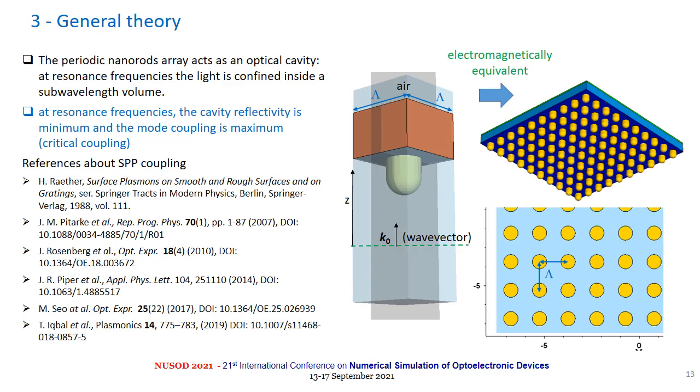In summary, the periodic nanorod array acts as an optical cavity which, for some resonant frequencies, confines the light inside a sub-wavelength volume. The surface plasmon-polariton is a stationary mode in this case. For those who are interested, here are some references on this point.